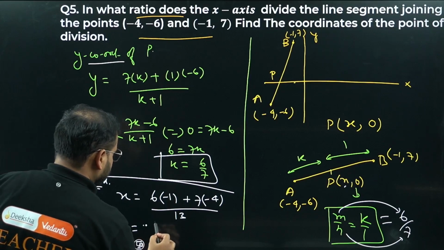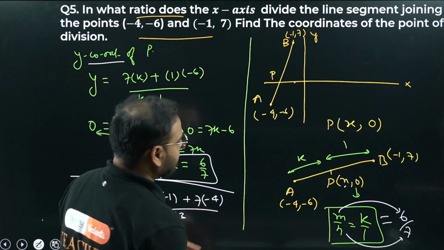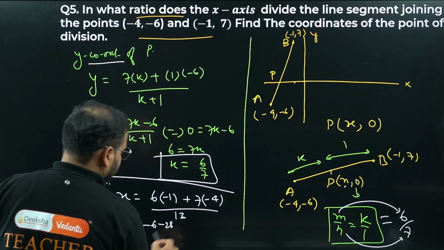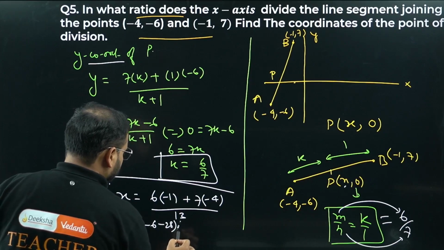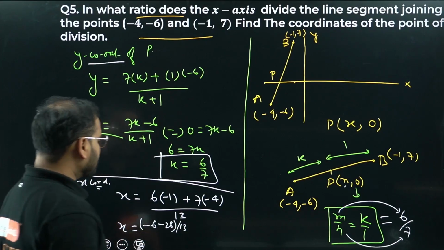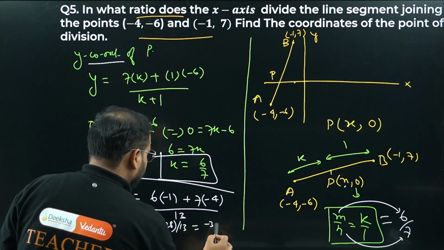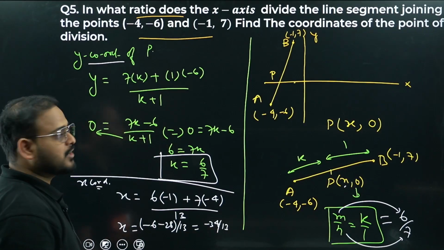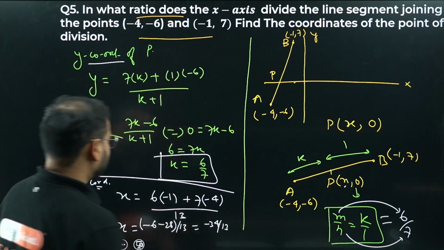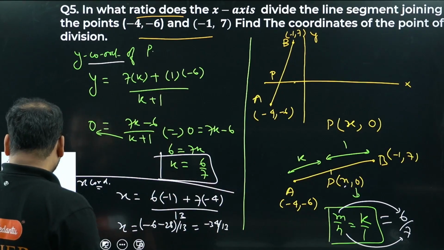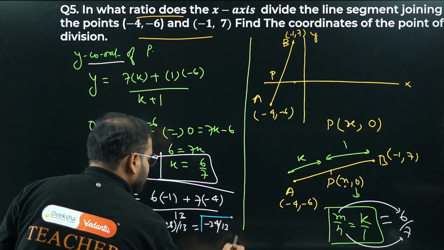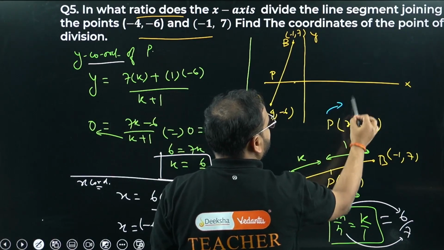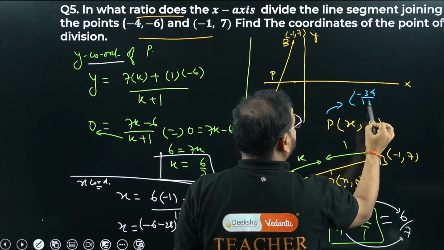One second, minus 6 and 7 into minus 4, right? So minus 28, the whole thing divided by 13. 28 and 6 is 34, right? So minus 34 by 13. Please check. So the point P coordinate is what? I have taken enough space on that side, that's why I have less space over here, but my answer is done. Answer is minus 34 by 13. So this point coordinate is minus 34 by 13 comma 0.